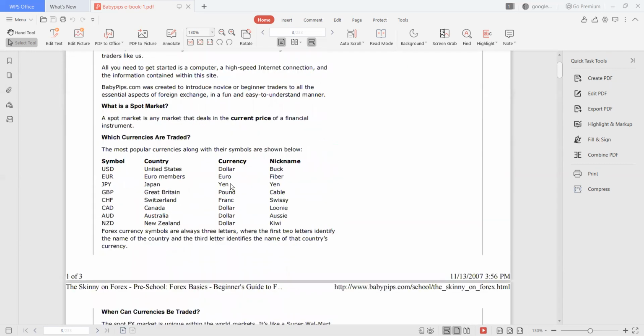A spot market is any market that deals in the current price of a financial instrument. That is what we call a spot market.